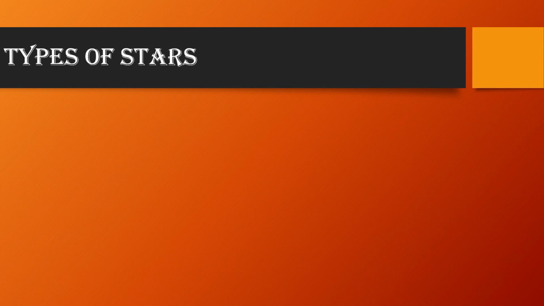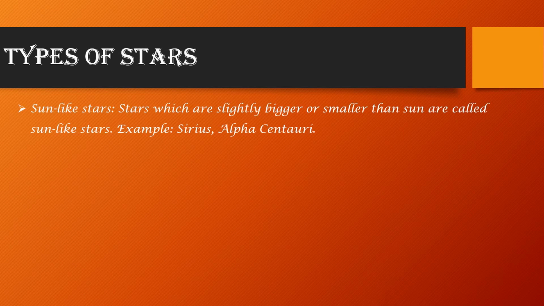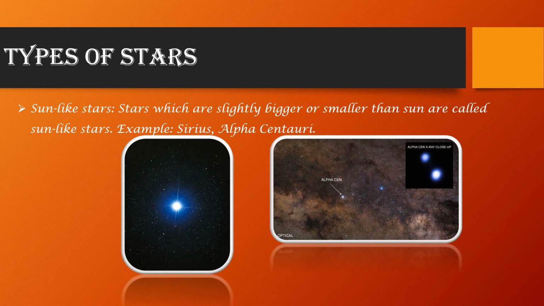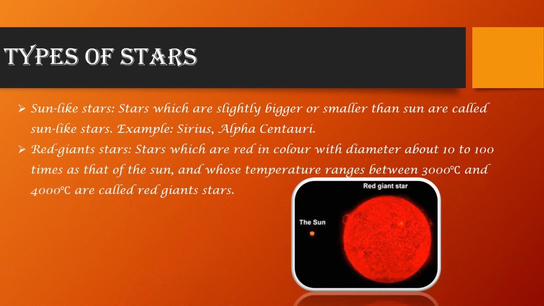Now let's understand some of the features of the main stars which are found in the sky. The first type of star is sun-like stars. Stars which are slightly bigger or smaller than the sun are called sun-like stars, for example, Sirius and Alpha Centauri. Next is red giant stars. Stars which are red in color, with diameter about 10 to 100 times that of the sun, and whose temperature ranges between 3000 degrees Celsius and 4000 degrees Celsius are called red giant stars.